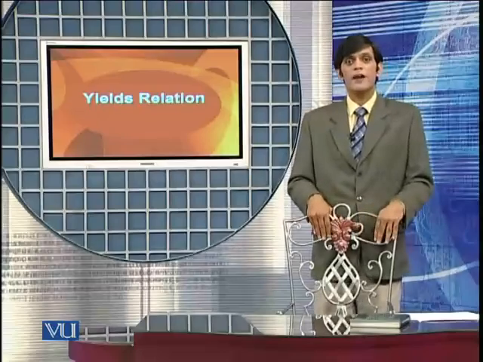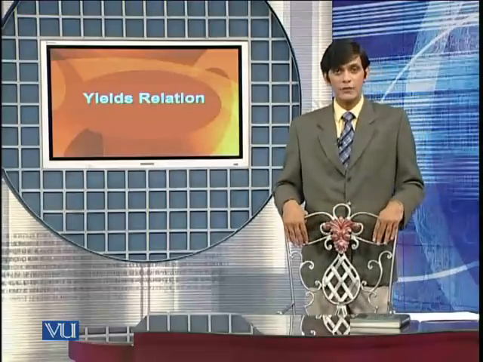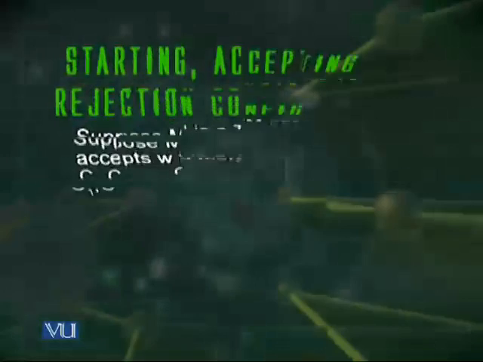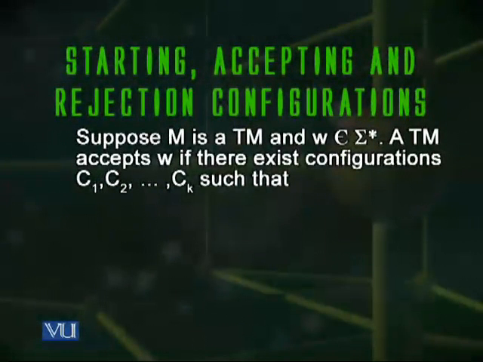Let us now define what is the language accepted by a Turing machine. Suppose M is a given Turing machine and W is an input over the input alphabet. So W is an element of sigma star, not gamma star. Gamma is the work alphabet. The input alphabet is sigma. So we take a string W over the input alphabet.